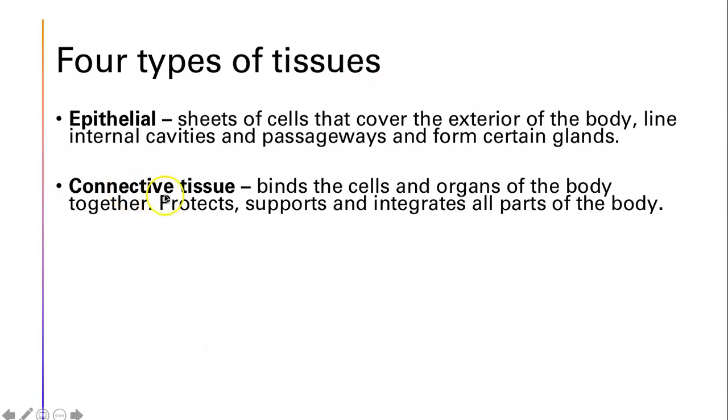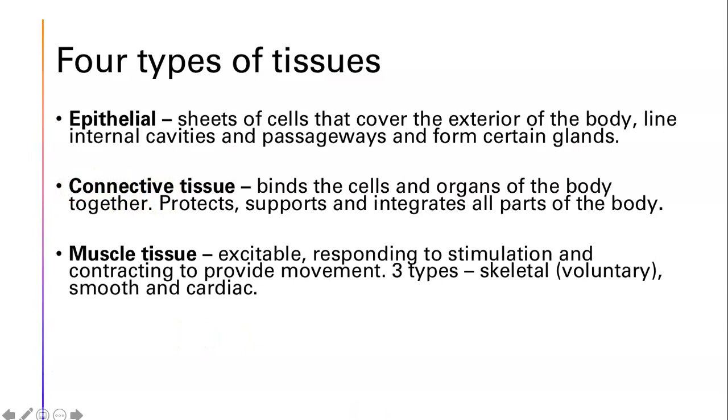That's kind of the name, right? It connects the body. The next is the muscle tissue, which is excitable, meaning that it responds to stimulation and it can contract to provide movement. There's three types, and we'll get into this in later lectures, but I'll just talk about them really quickly now. The skeletal, which is the only type of muscle tissue that is voluntary, meaning that you, as the organism, have control over it. The smooth and the cardiac muscles, which are known as involuntary muscles. We don't have to think about doing them, they just do their contracting as needed.